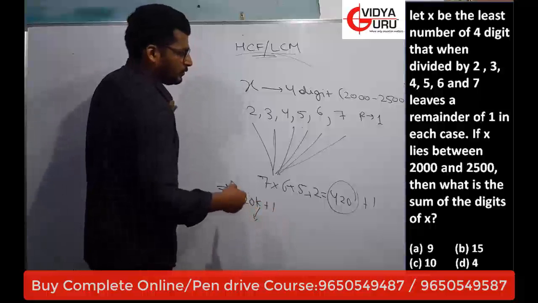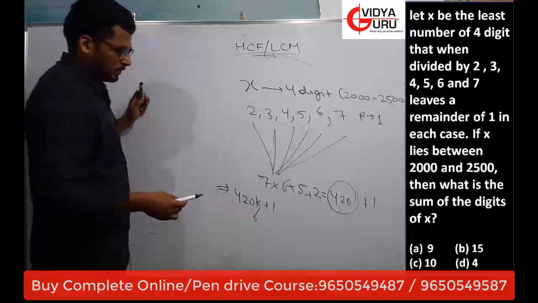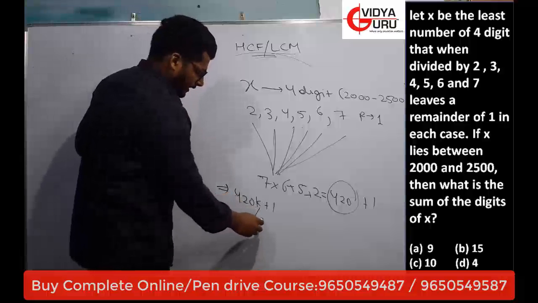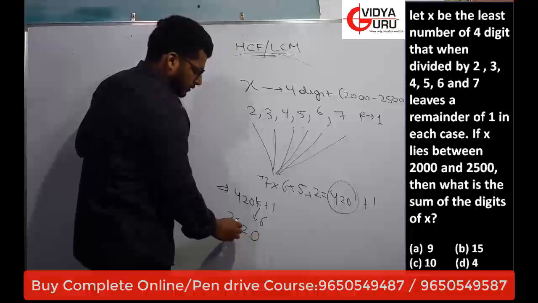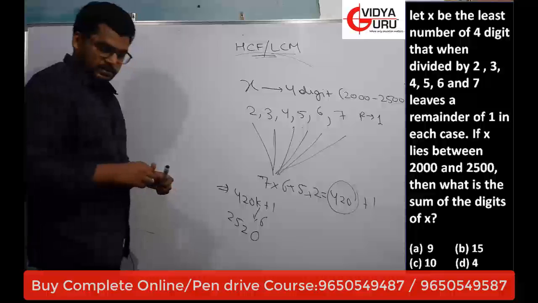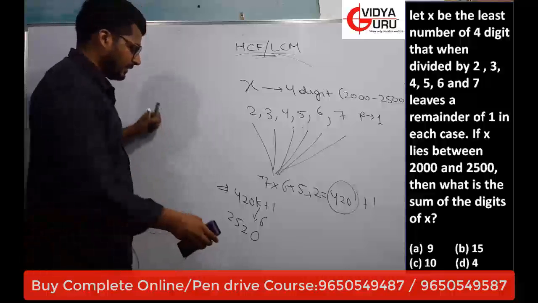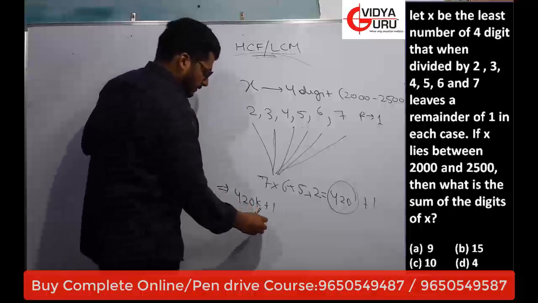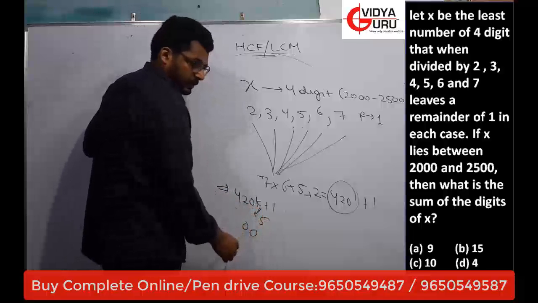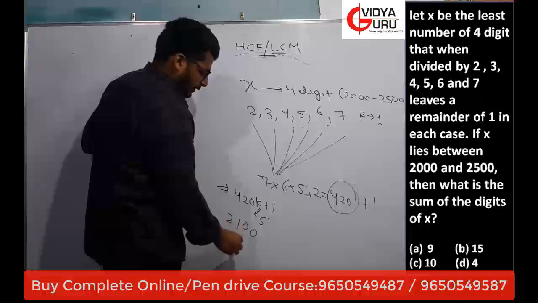I need a number between 2000 and 2500. If I put the value of k as 6, it will be 6 0s are 0, 6 2s are 12, 2520. It is becoming greater than 2500. So I will take the value of k as 5. So what will be 5? 5 2s are 10, 5 4s are 20, 21.